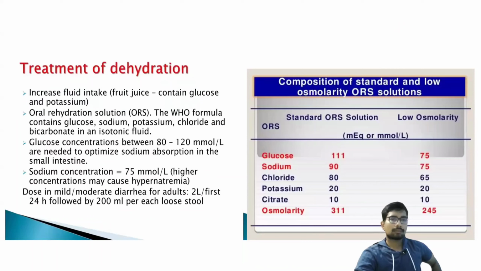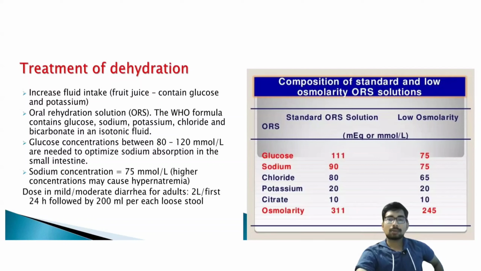Treatment of dehydration mainly involves increasing fluid intake and ORS. ORS glucose concentration between 80 to 120 is needed to optimize sodium absorption in the small intestine. Sodium concentration is 75 millimole per liter. Higher concentration may cause hypernatremia. Dose in mild or moderate diarrhea is 2 liters in the first 24 hours, followed by 200 ml after each loose stool.